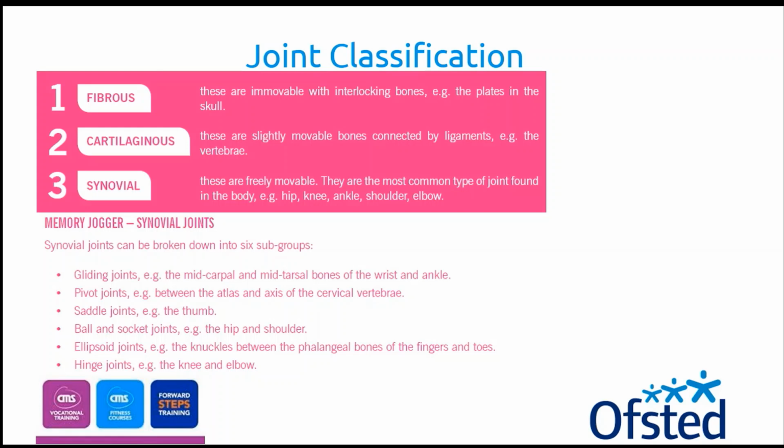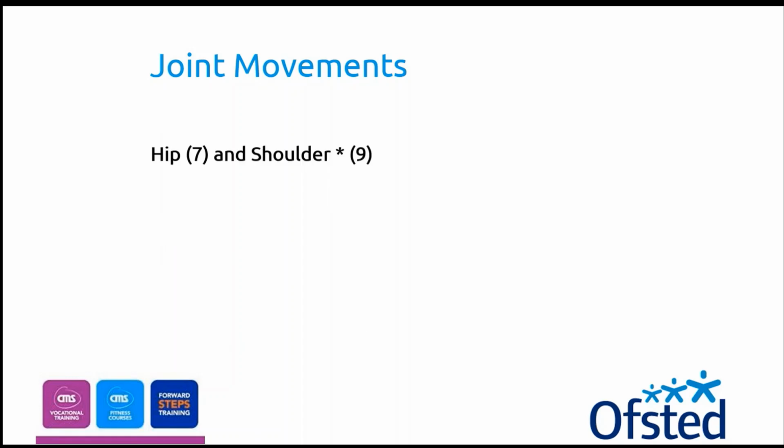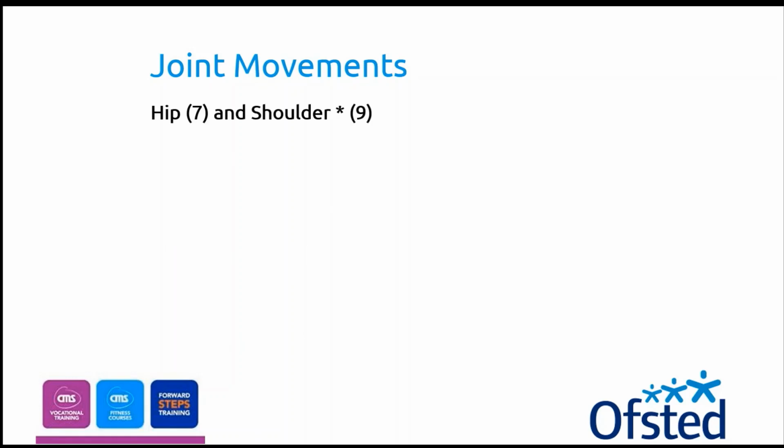These synovial joints can then be broken down into further joints. So you can see below, you've got a gliding joint, a pivot joint, a saddle joint, a ball and socket joint, an ellipsoid joint, and a hinge joint. Again, each one of these joints can have certain movements. So you can try and learn some of them together.